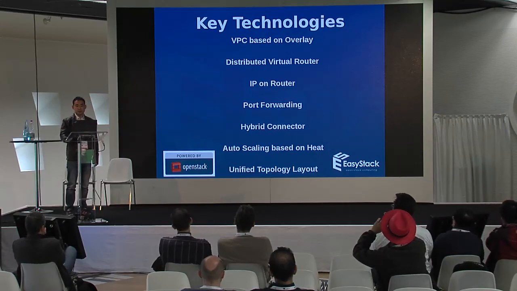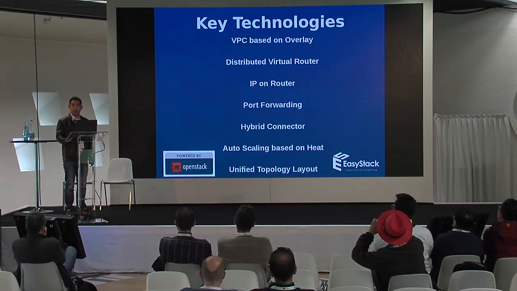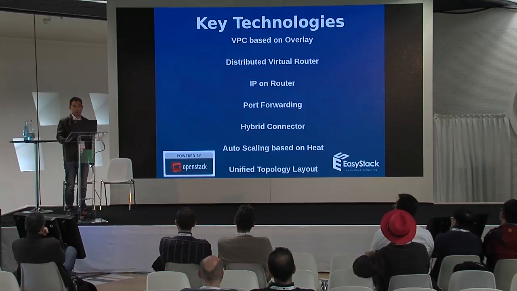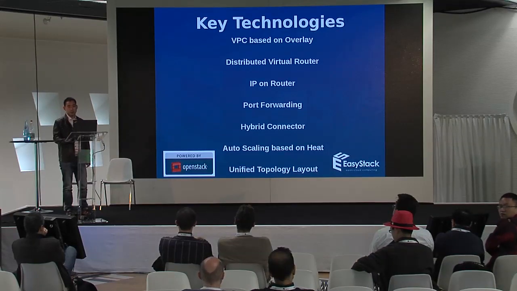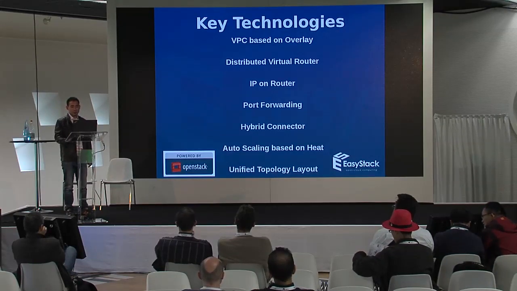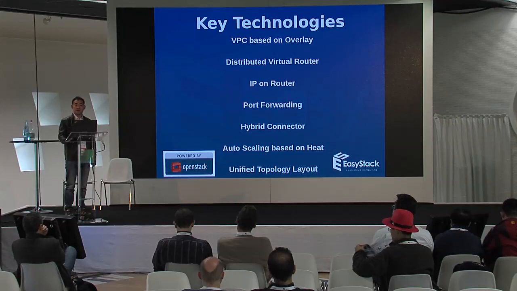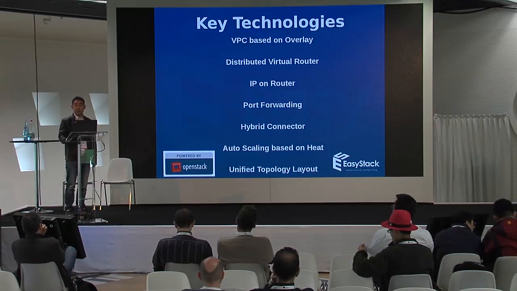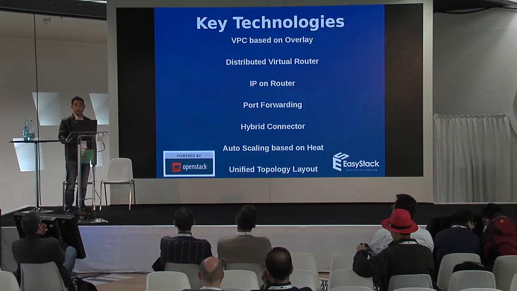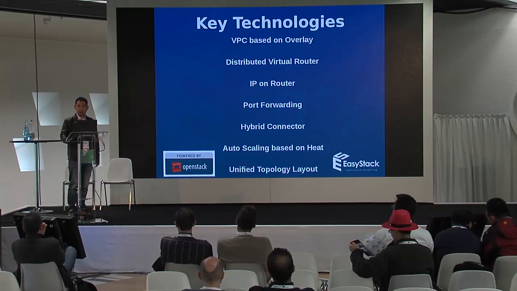Also, we have a distributed virtual router, which reduces the bottleneck of a Neutron L3 router. The compute node can handle the north-south flow, so we don't have the bottleneck. IP on router is also critical because you don't have a lot of public IPs. If you can allocate the IP address to your router, then you can do some port forwarding from your router to your subnet, right?